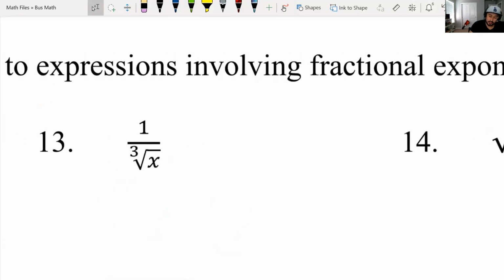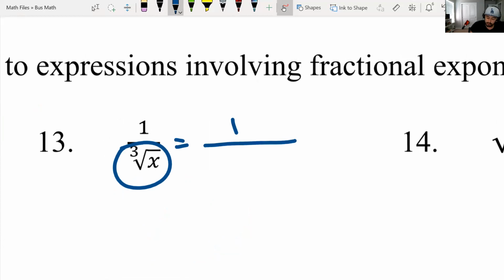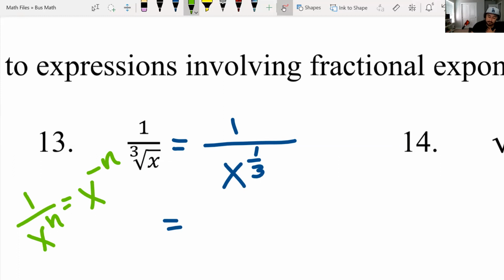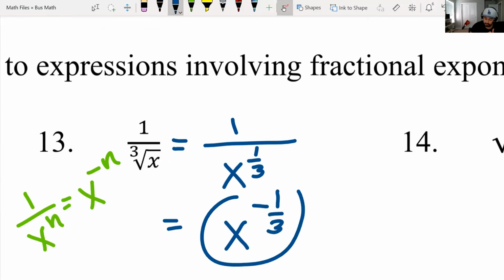13. All right. This one is throwing us a curveball. We have to rewrite it. So we have to change this radical into an exponent. So this becomes 1 over, and I will get x to the 1/3. Now, we are going to use the negative exponent trick. We have 1 over x to the n, and now we're going to work it backwards and make this x to the negative n. So my answer here is just going to be x to the negative 1/3. That's all.